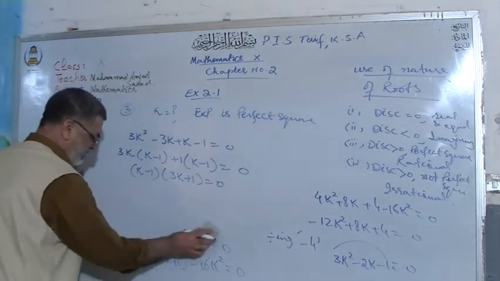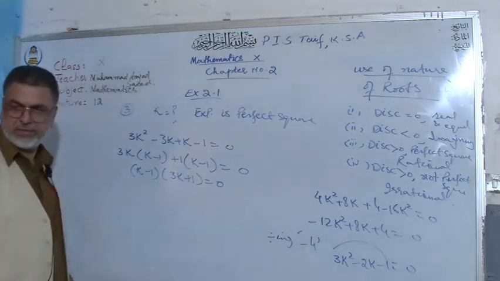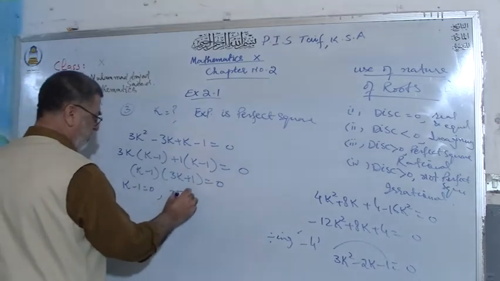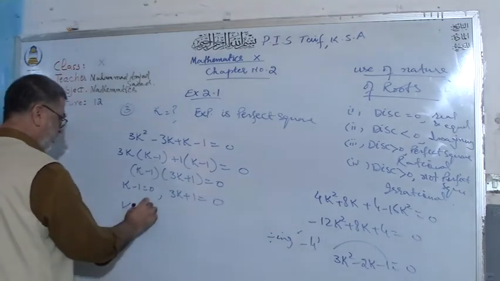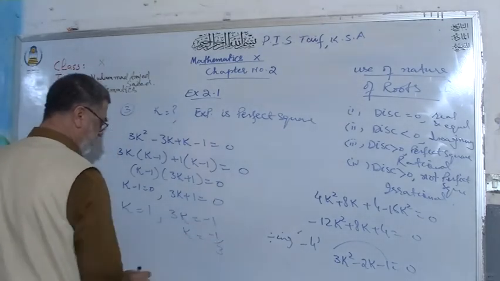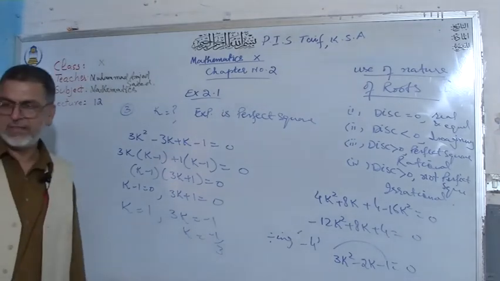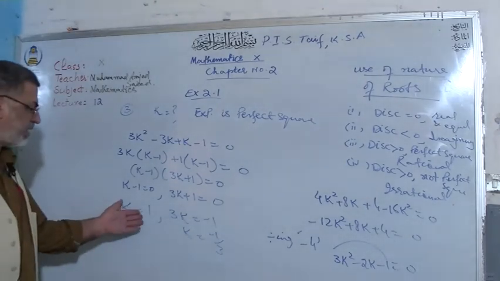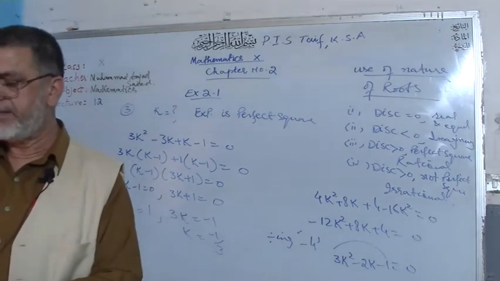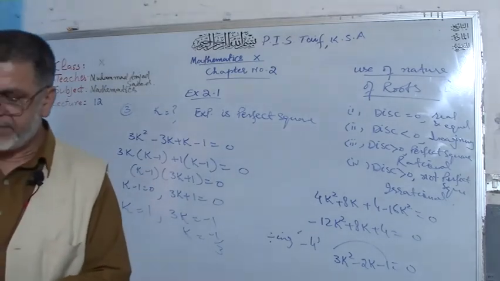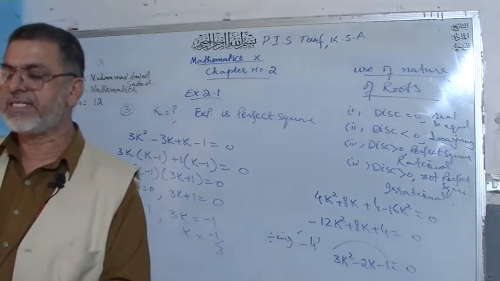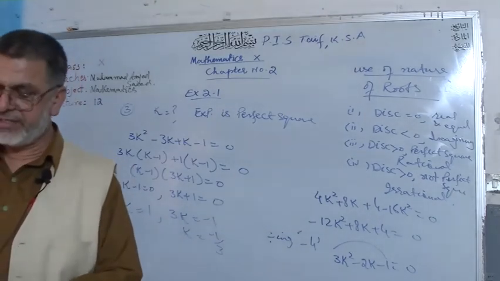And after that, k minus 1 is equal to 0, 3k plus 1 is equal to 0. k is equal to 1 and 3k is equal to minus 1, k is equal to minus 1 by 3. Dear students, for the values of k is equal to 1 and k is equal to minus 1 over 3, your expression will be a perfect square. I hope that you got the idea.